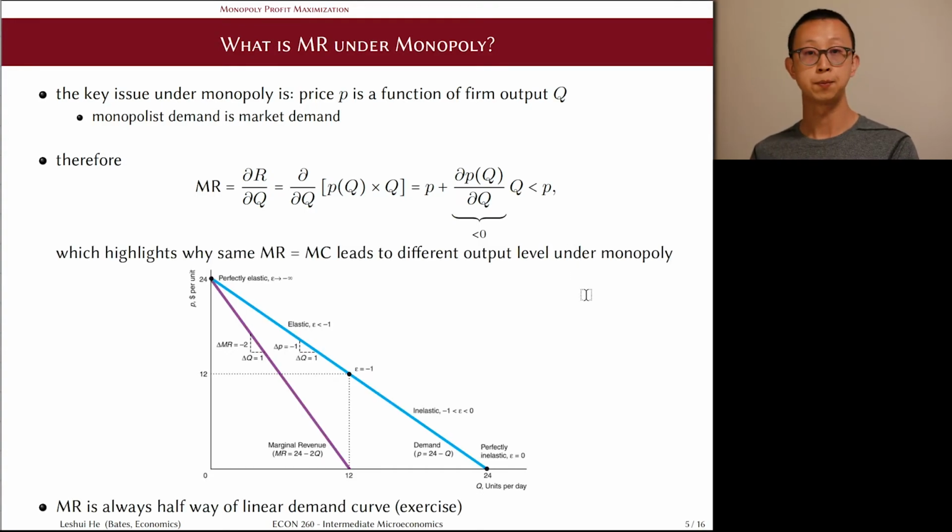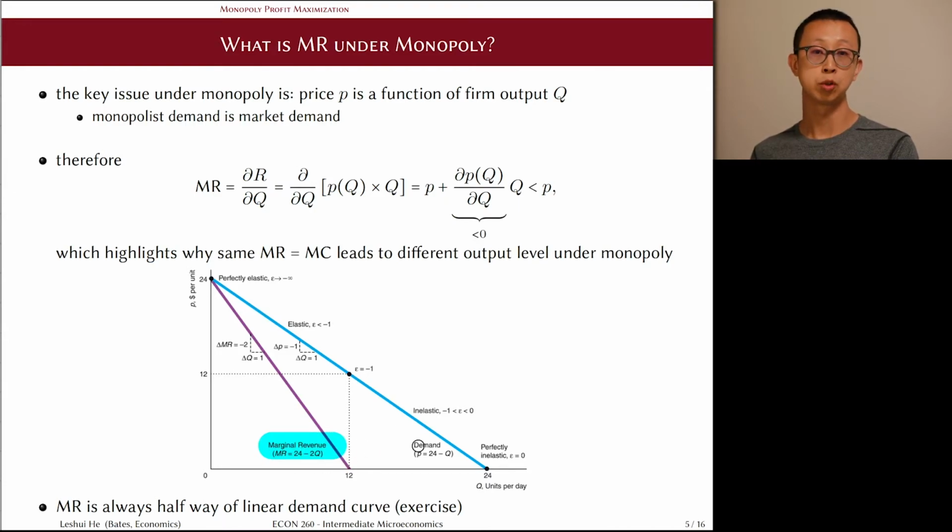More precisely, notice that the second term is a function of the output level. So the marginal revenue on the monopoly is no longer a constant, but usually a curve that changes with the output level.